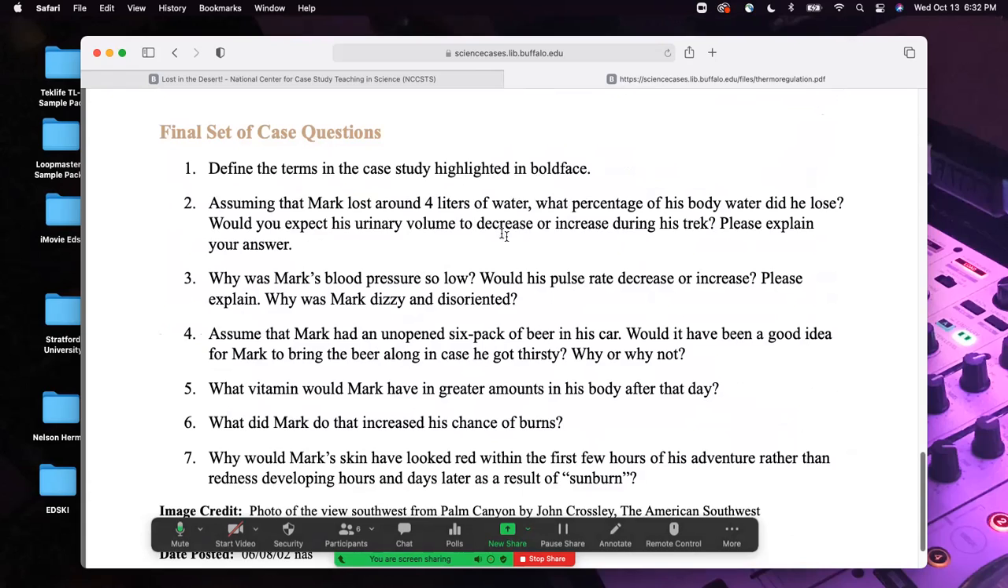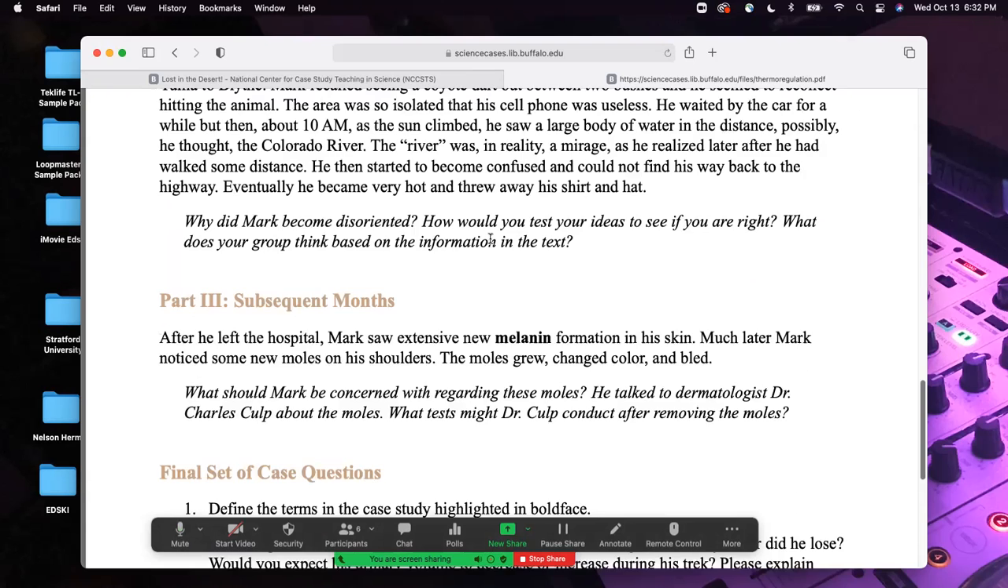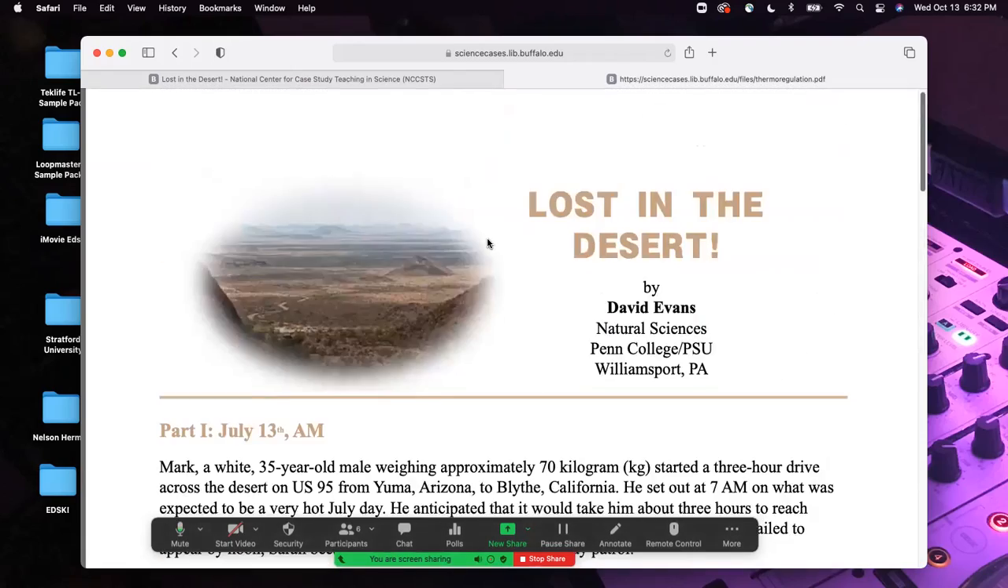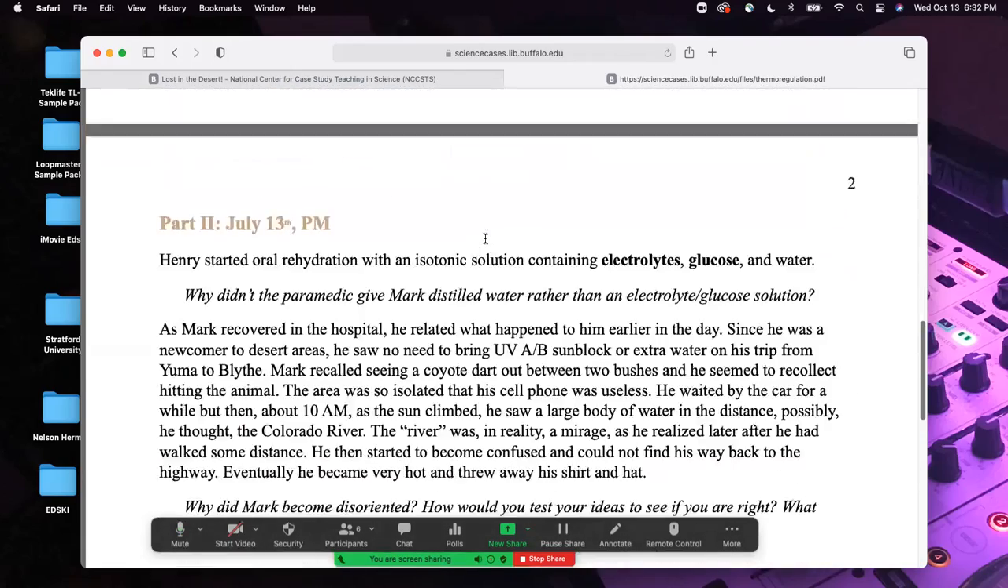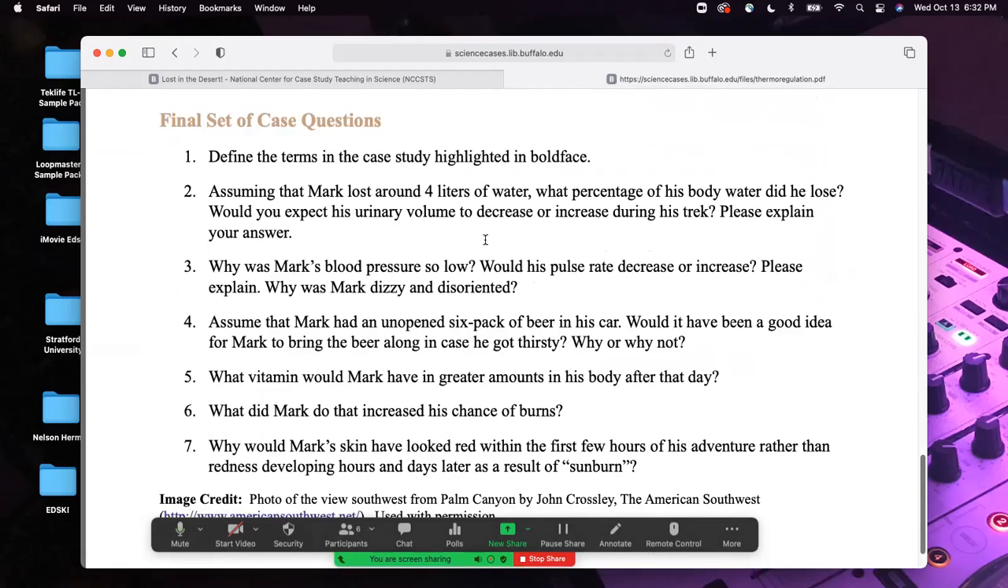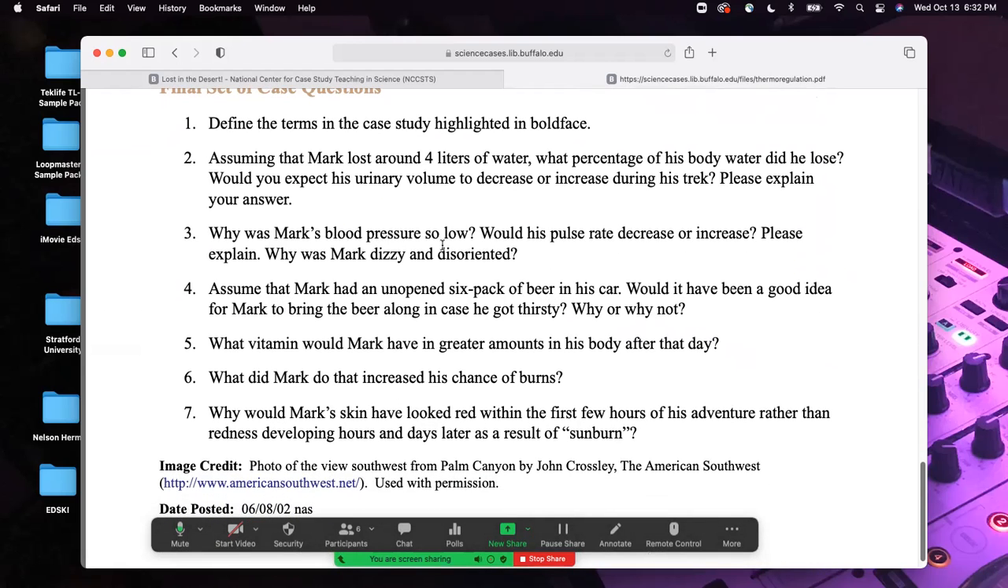Okay, our patient Mark lost 4 liters. What percentage of his body water did he lose? And I'm okay with you not doing the math. You can do an estimate, actually. Let me look at part 1, part 2, part 3. No, the rest of it's good. But this number 2, I'm okay if you're not so hot at math, because many of you have yet to take your Math 111 or your pharmacology yet.